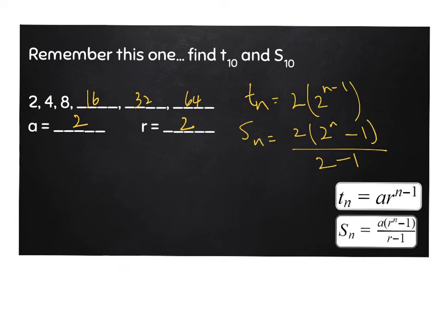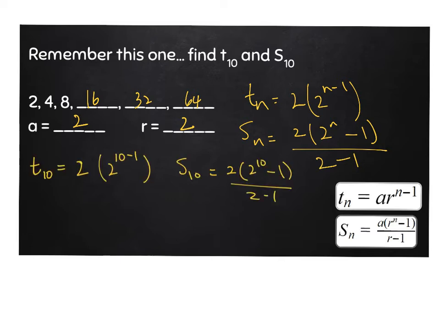So I'm going to substitute them in. You can see I've substituted in for the n, I use 10 because that's what I've been asked to do. So the 10th term is equal to 2 times 2 to the 10 minus 1. And the sum of the first 10 terms is equal to 2 times 2 to the 10 minus 1, all over 2 minus 1. Substituting the 10 in and then evaluating, I get the 10th term is 1024, and the sum of all those 10 terms is 2046.